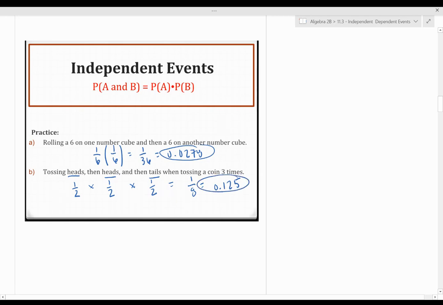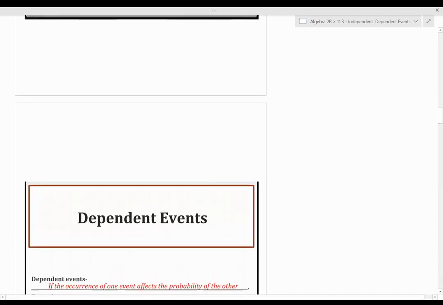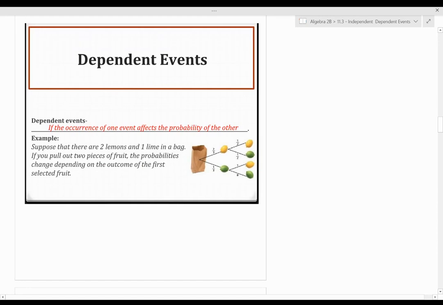All right, so to find the probability of independent events, you can simply multiply their chances of occurring and get their total probability. Dependent is a little bit different, though. Dependent means that if the occurrence of one event affects the chance of another event, what that means is you ultimately have to adjust the chance of the second thing occurring based off of the first one happening.